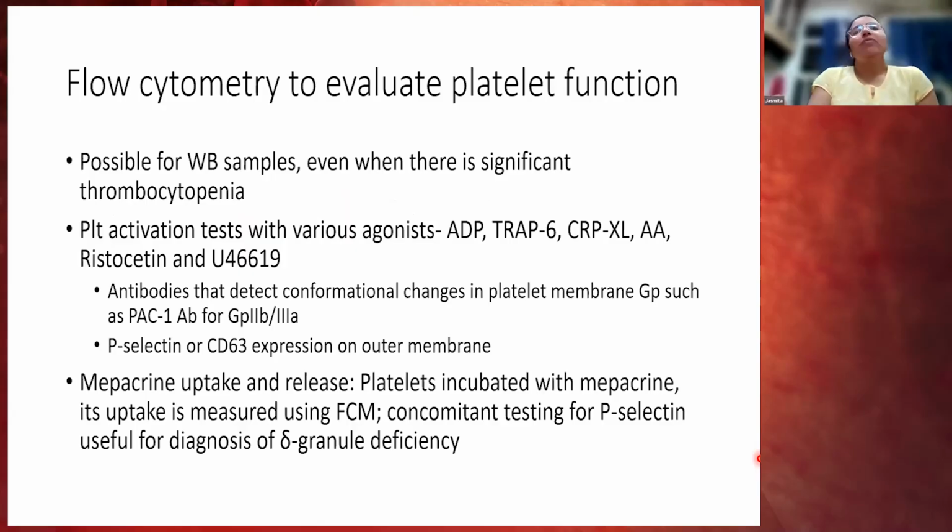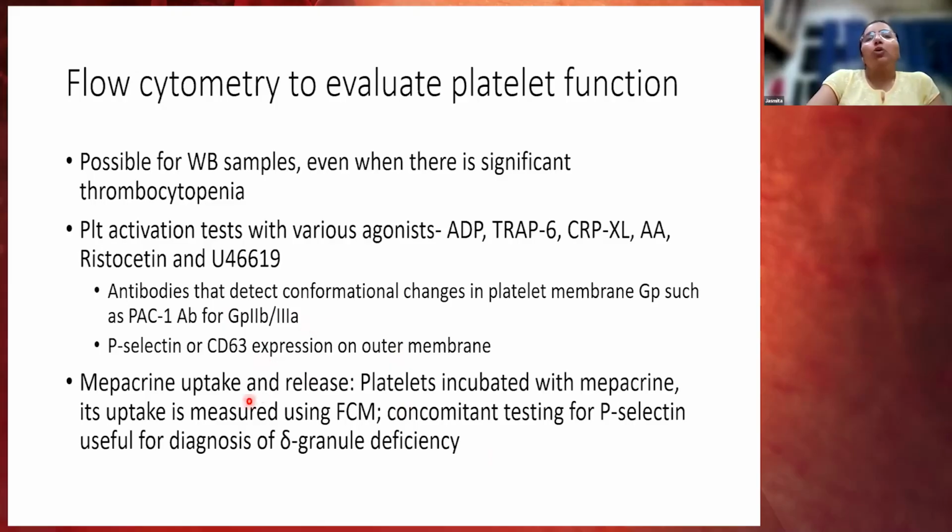Now, what else can we do? We can also evaluate for platelet aggregation on flow cytometry. Again, whole blood samples are possible, and this testing is possible even if you have significant thrombocytopenia. Again, various agonists can be used, for example, ADP, TRAP6, collagen, the cross-linked collagen-related peptide, arachidonic acid, ristocetin, and the thromboxane analog. What we can detect is using antibodies that only detect the glycoprotein 2B3A conformational change that happens upon its activation. For example, PAC1 will not bind to resting platelets, but will bind to activated platelets. Then for alpha granule release, the P-selectin, and for dense granule release, the CD63 expression on the outer membrane can be monitored.